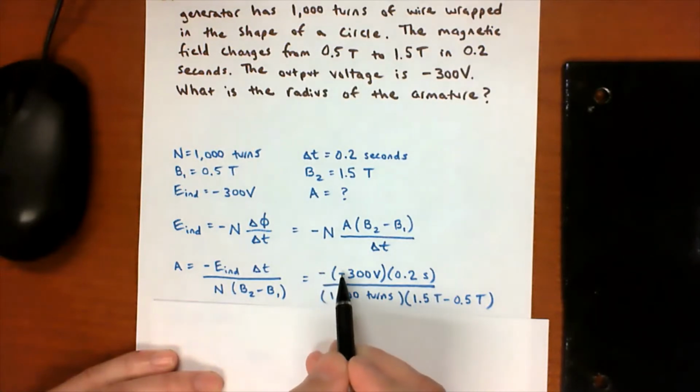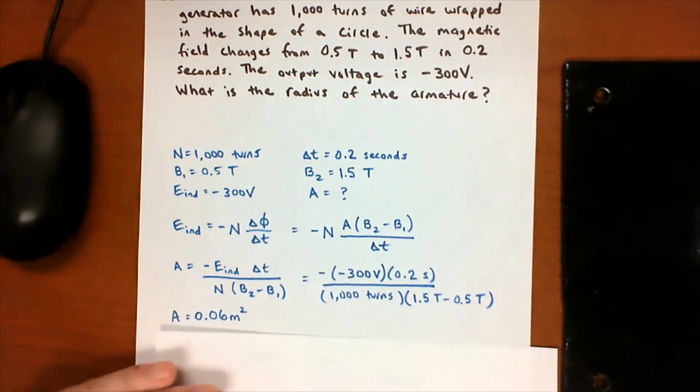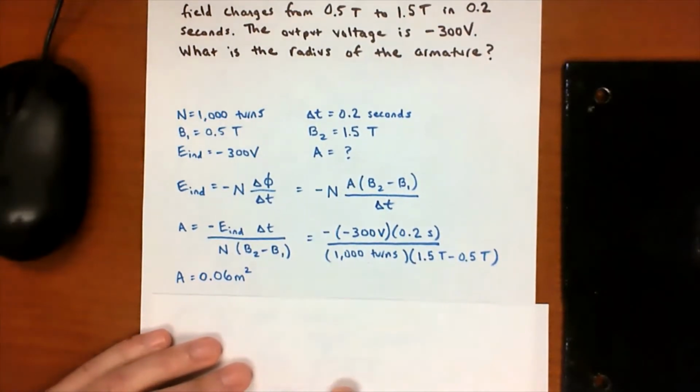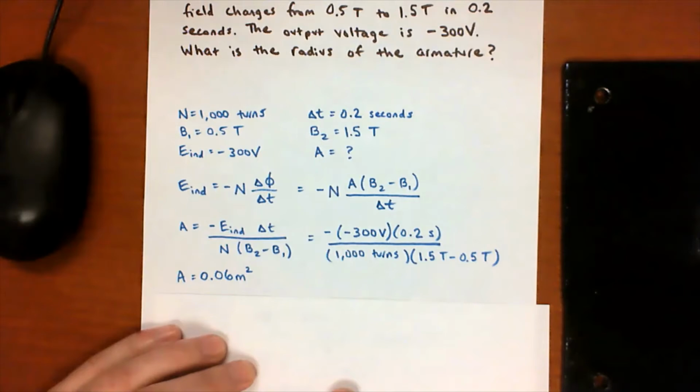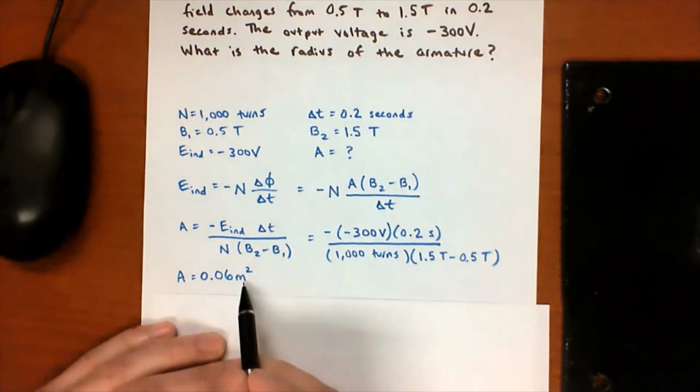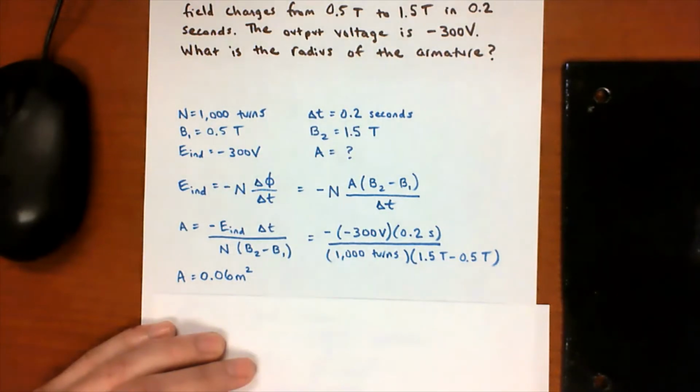The negative times the negative is going to cancel out, and we're going to get a positive number. And the area that we get is 0.06. And remember, when we're dealing with Faraday's law, the area that we plug into this equation always is going to be meters squared. So our area is 0.06 meters squared.